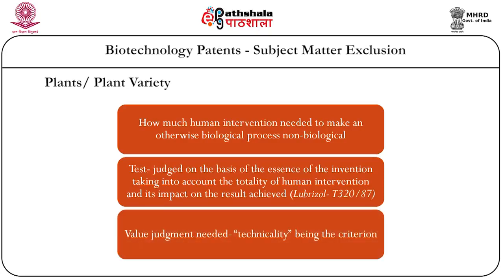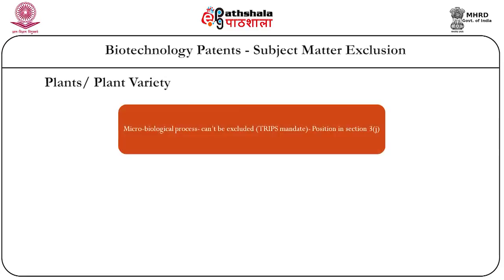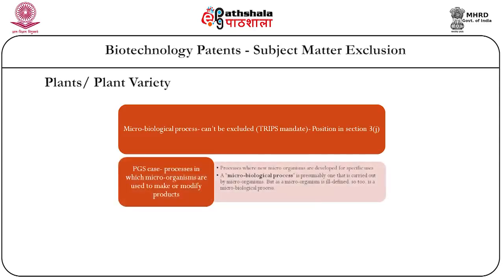What do you mean by technicality being the criterion, and how that has to be manifested in the invention in relation to an essentially biological process that distinguishes it from an essentially non-biological process is what needs to be looked into. Now, a microbiological process can't be excluded, and this is the position in the TRIPS mandate, as we shall see in our next few slides, and also the position in Indian law. In the PGS case, that is the Plant Genetic Systems case, there was a process in which microorganisms are used to make or modify plants. Here, the process is one where new microorganisms are developed for specific uses.